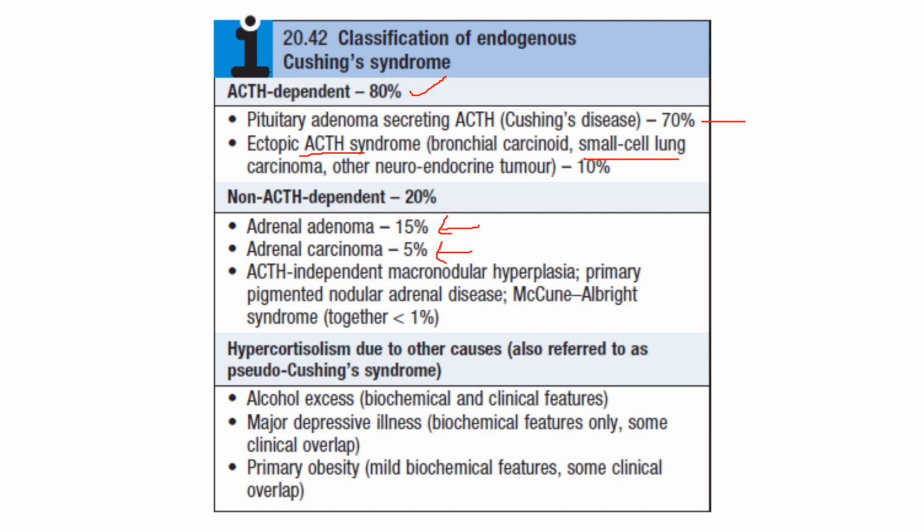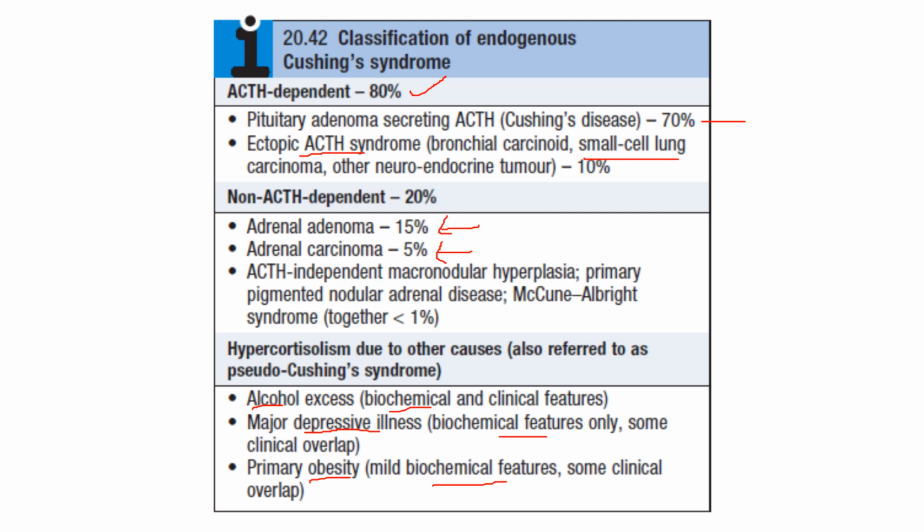Now, three situations can mimic the biochemical aspect. One is alcohol excess, major depressive illness, and obesity. So this is quite challenging because as you can see there, the biochemical features are very much similar. So I'm not going into that now.